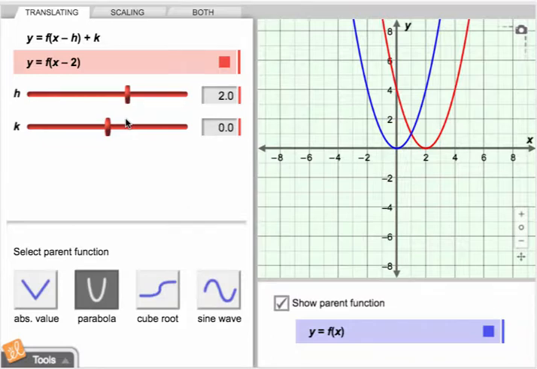Now if we look at what happened from the blue function, the parent function, to the function in red, we can see it moved 2 units to the right. This is why my h is 2. It is positive because I moved 2 units to the right. Now my question is, why would it be negative in the equation? Why does it show as x minus 2 in the equation if my value was positive?